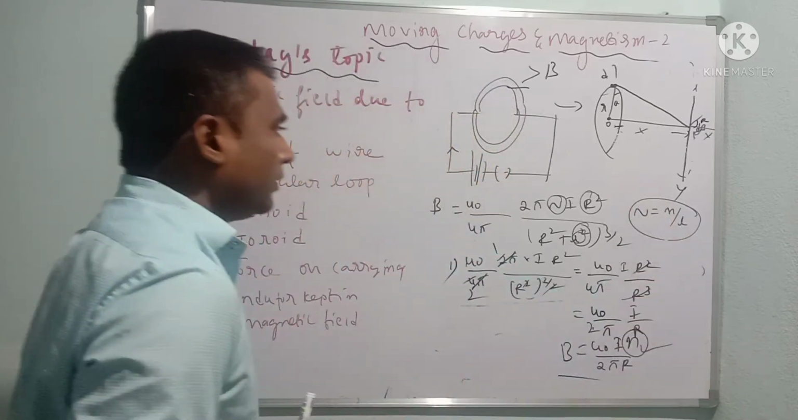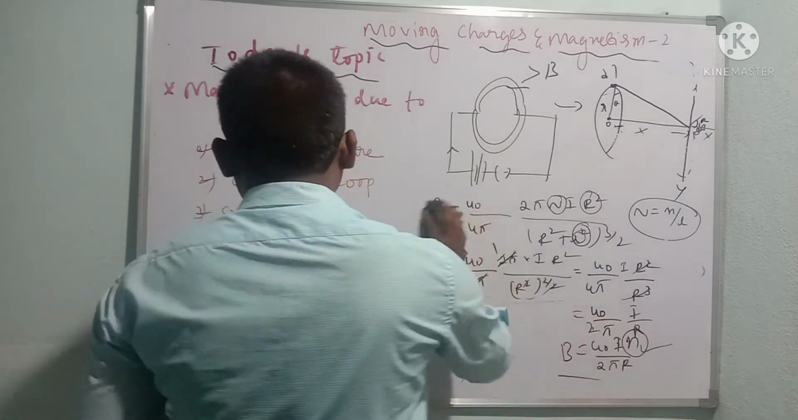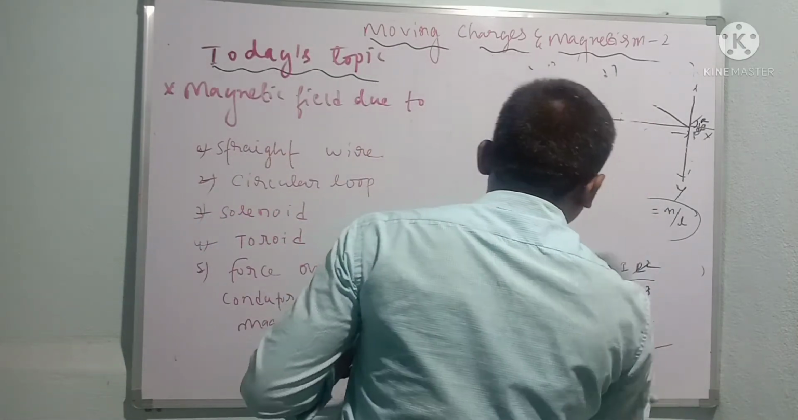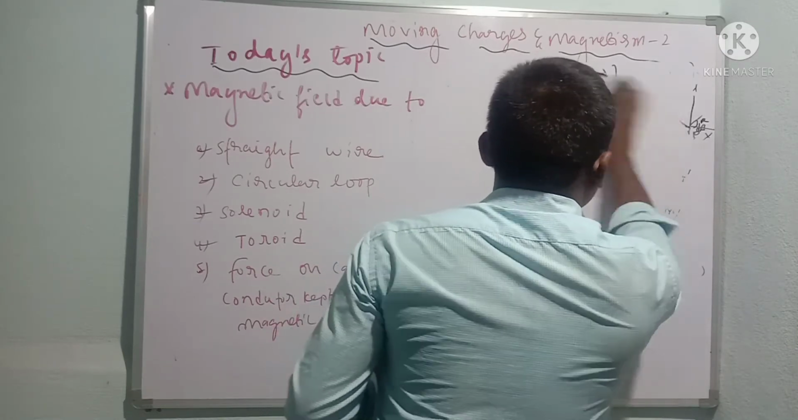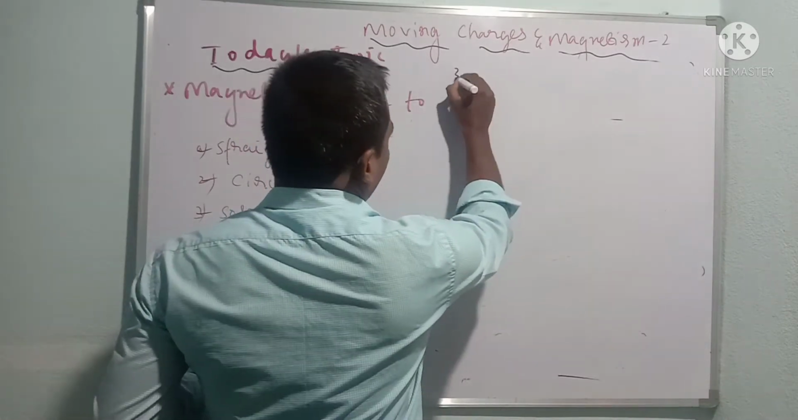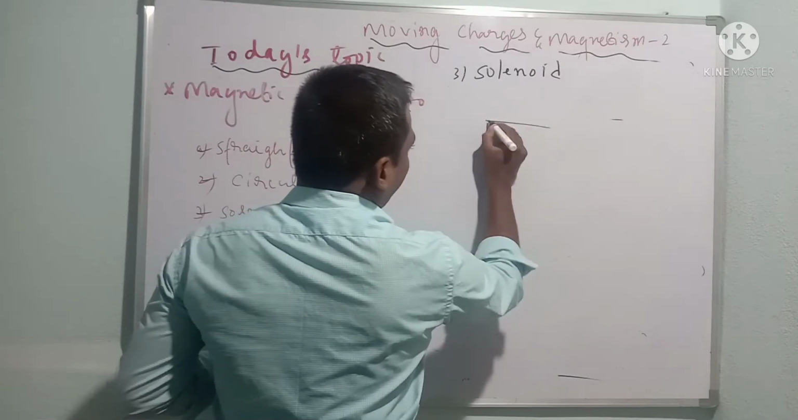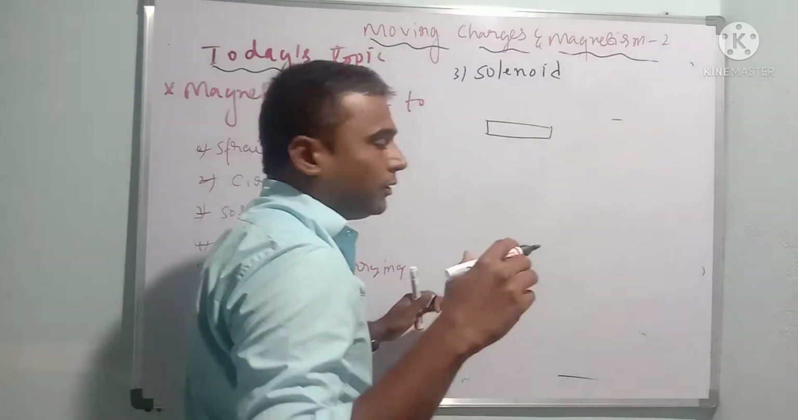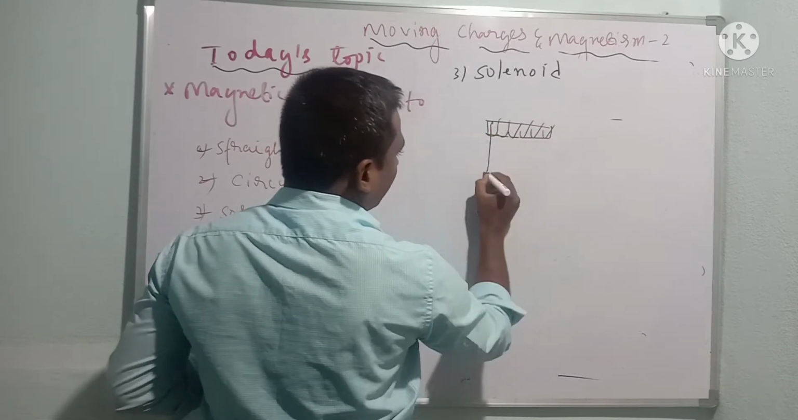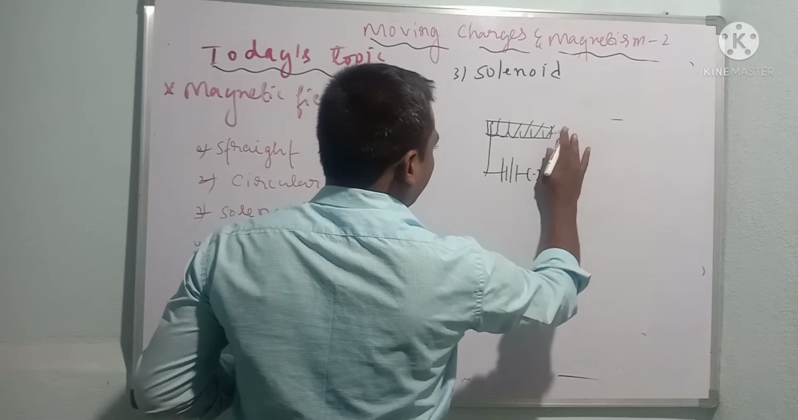Please note down. After this, without wasting time, let us understand the magnetic field due to a solenoid. What is a solenoid, children? It is an insulator, coated totally with a large number of copper turns and connected to a battery through a plug key.